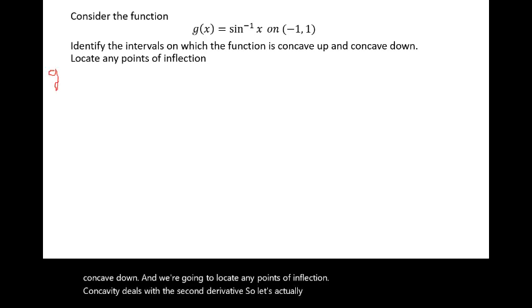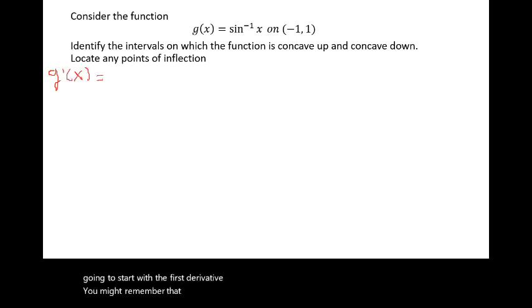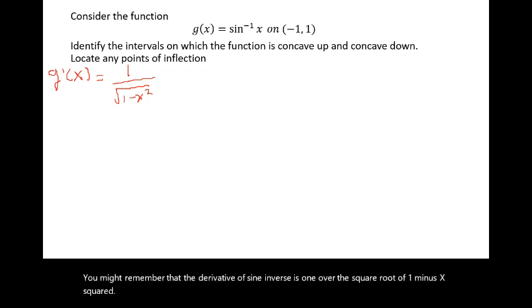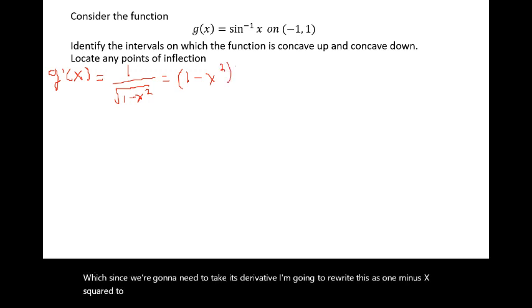So we're going to start with the first derivative. You might remember that the derivative of sine inverse is 1 over the square root of 1 minus x squared, which, since we're going to need to take its derivative, I'm going to rewrite as 1 minus x squared to the power of -1/2.